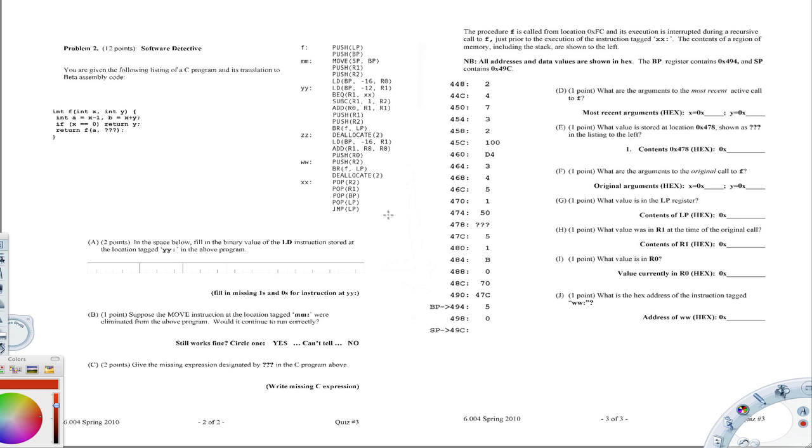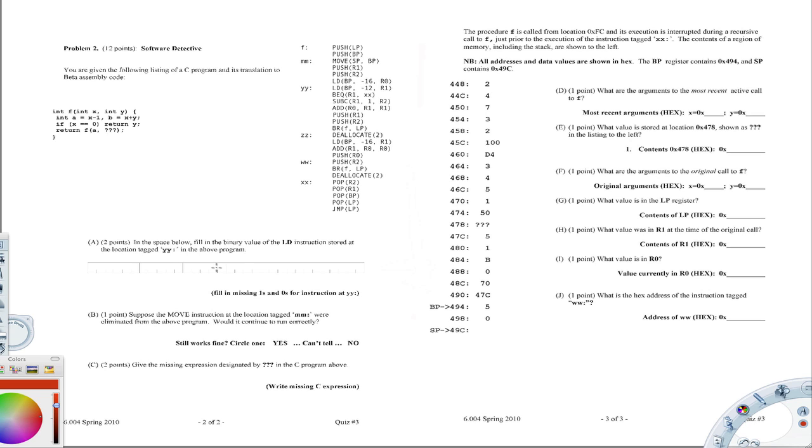We start off getting some chunk of C code here, and then we see how it turns into assembly, right? And then we also can see over here what the stack looks like after that code has run for a while. So we're given the C program and its translation.